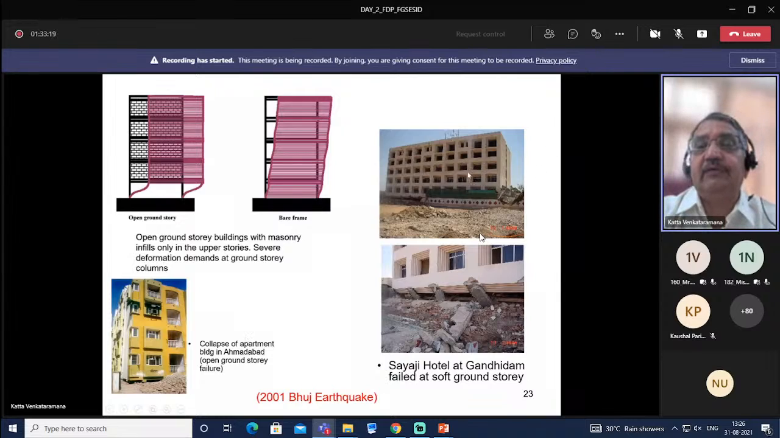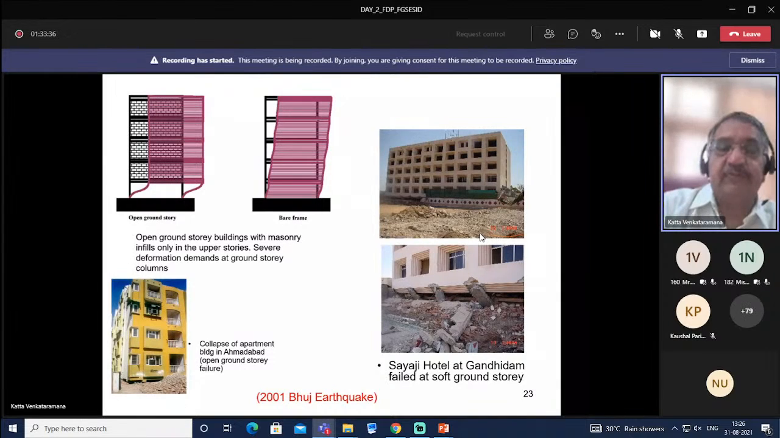On the right hand side you can also see this is Gandhidham, a hotel called Sayaji Hotel. We are seeing here first story and above. The ground story has been crushed. This is a closer view of ground story columns. So this is open ground story or soft story failure.